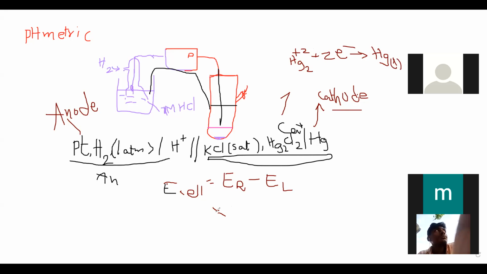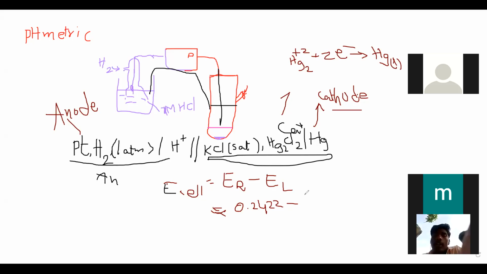What does E right mean? E right is nothing but the calomel electrode. We know that it is constant. The calomel electrode has a specific value of 0.22 volts. You have to remember this is the value of the electrode potential of the calomel electrode.